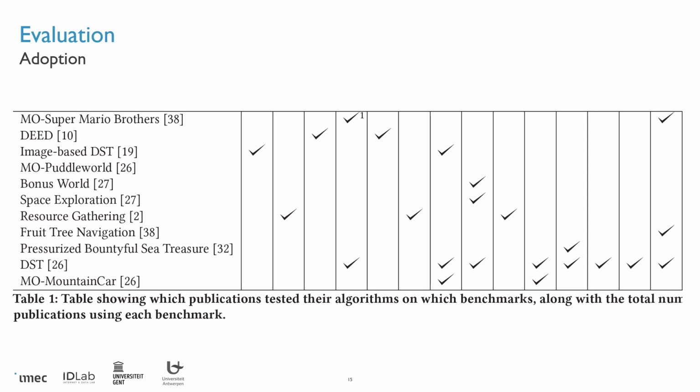After analyzing our benchmarks in terms of complexity, we will now compare them in terms of adoption. In this table, each row contains a single benchmark, and each column contains a single publication we analyzed. We can see that for many of these benchmarks, they have been used in 1 or 2 publications, indicating that the lack of overlap that was highlighted by Vamplew et al. in 2011 is still present.